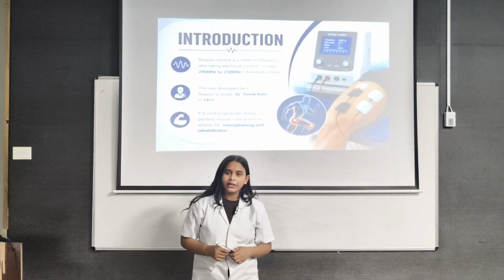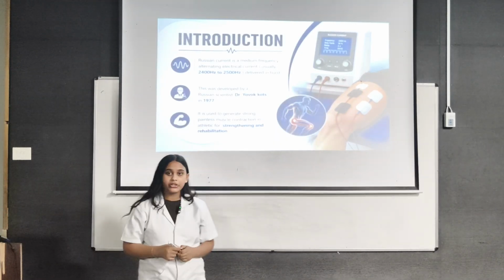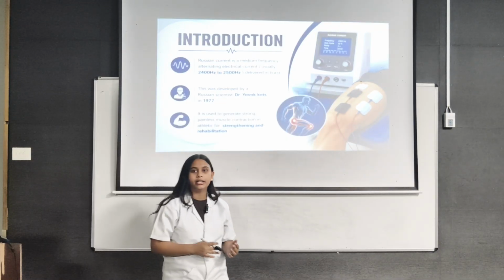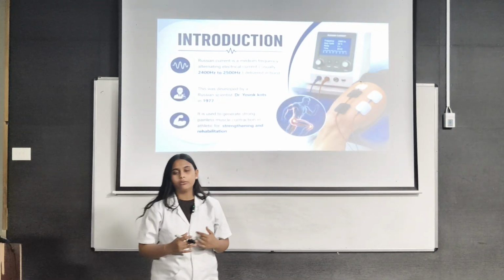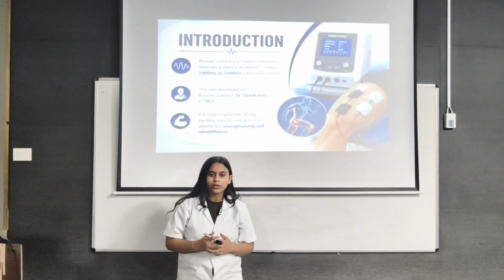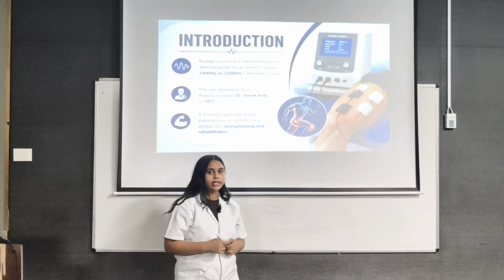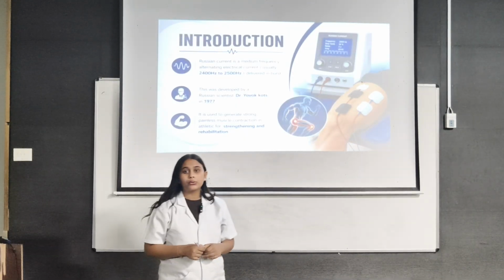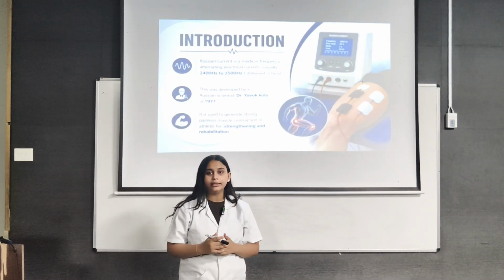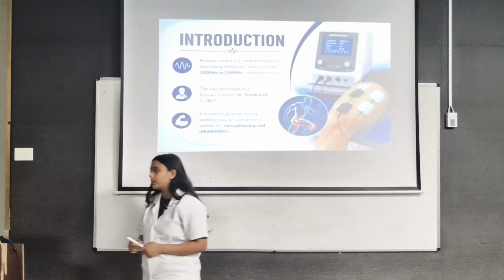Russian current is a medium frequency alternating current which has a frequency of 2400 Hz to 2500 Hz, which is delivered in a burst mode. This current was discovered by Russian scientist Dr. Yakov Kots in 1977. So this current is also known as Kots current, and it is used to generate a strong and painless muscle contraction in athletes to strengthen their muscles and for rehabilitation purposes.